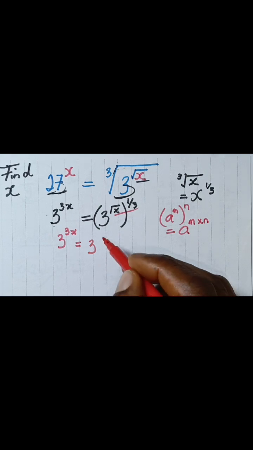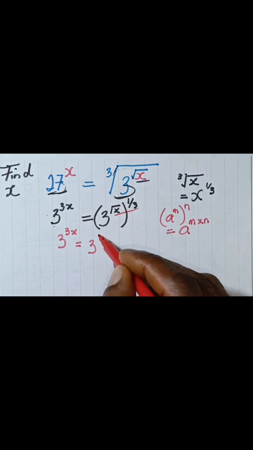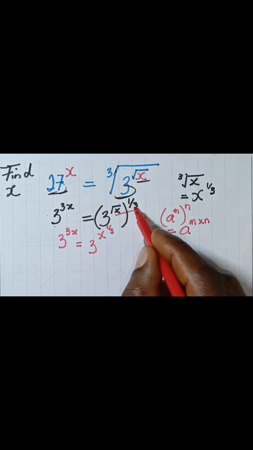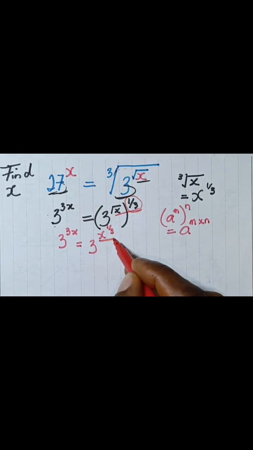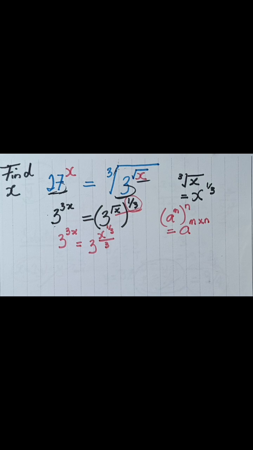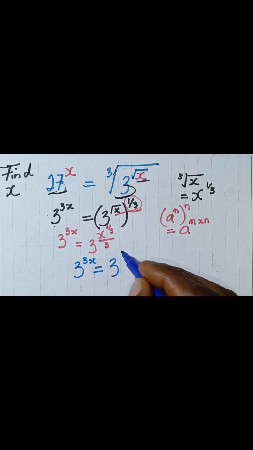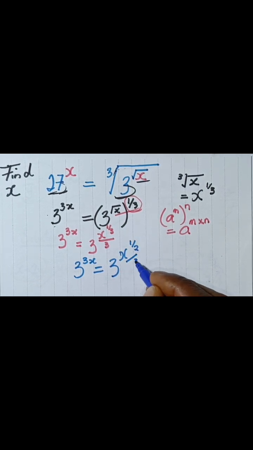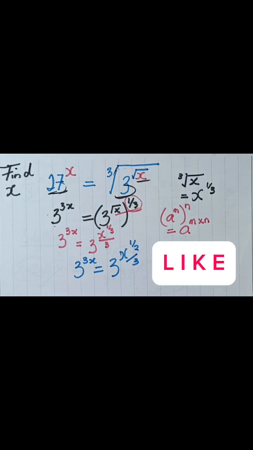3 raised to the power of, now root x, I can decide to still make it x raised to the power of 1 upon 2. Then by the time I multiply it by 1 upon 3 here I have 1 upon 3. So that at the end of the day, I'll be having 3 raised to the power of 3x to be equal to 3 raised to the power of x power 1 upon 2, then upon 3 here. At this point, we have made progress. Good. So we have simplified the complexity of the original question, right?